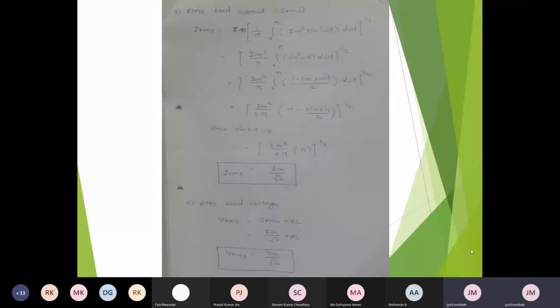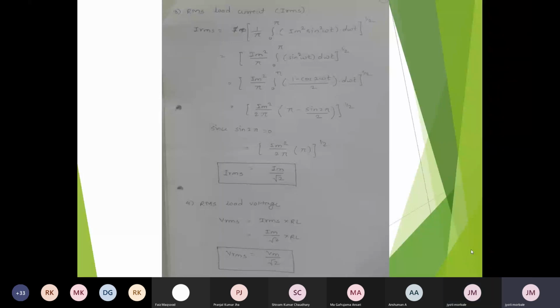Next is IRMS, that is root mean square. For half wave rectifier, IRMS was Im by 2, whereas in full wave rectifier, IRMS is Im by root 2. The root mean square voltage VRMS is equal to Vm by root 2 for full wave rectifier. For half wave rectifier, it was Vm by 2 only.